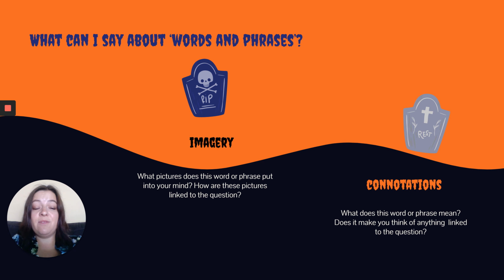You could, and indeed any reader can, also look at connotations. So when you choose an interesting word or phrase, think about what it actually means, but also what does it remind you of? Is it linked to anything else? And can those links be used to reflect what you're being asked to write about? So is it linked to the question in any way?